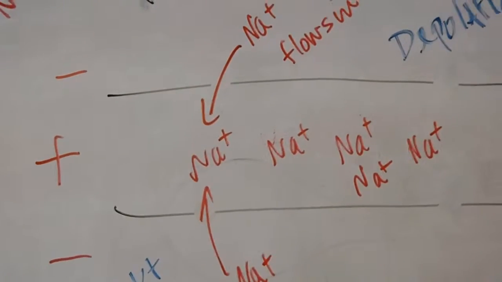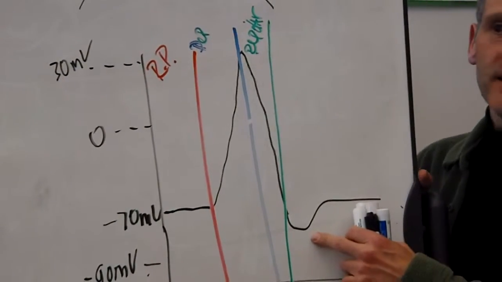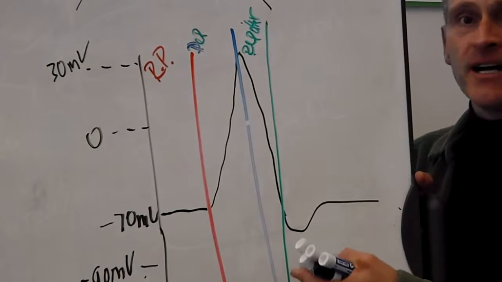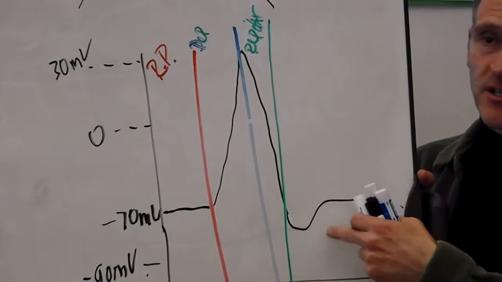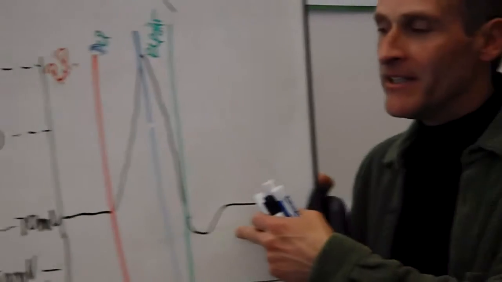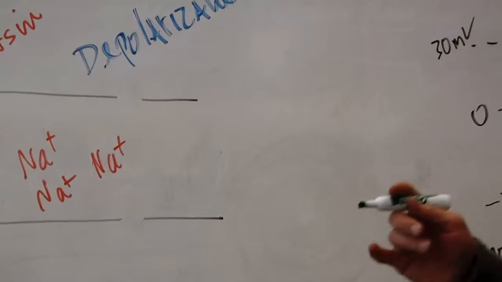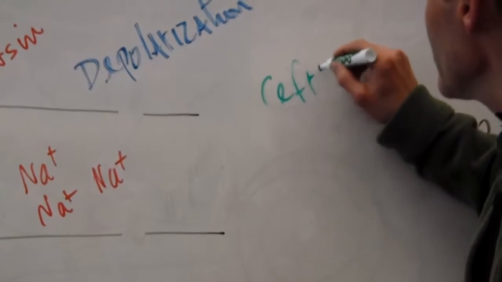But notice that there's a dip in the charge here. The resting potential was minus 70 millivolts, but this overshot. It overshoots that resting potential charge. What happens here is called a refractory period. So I'm just going to say refractory.